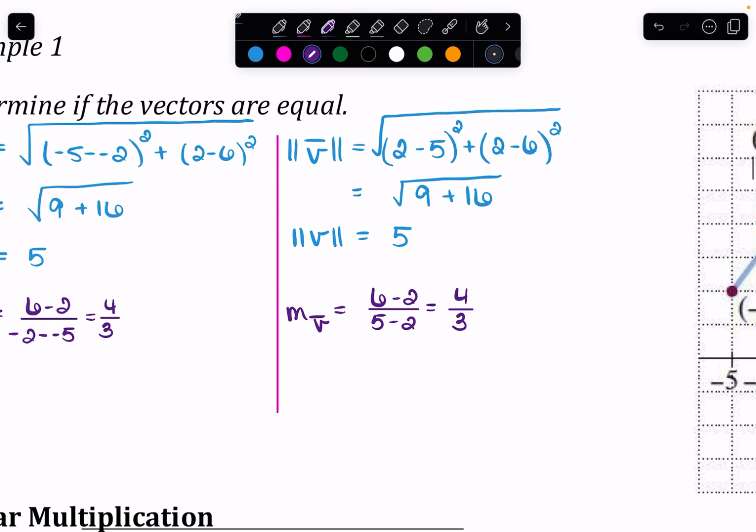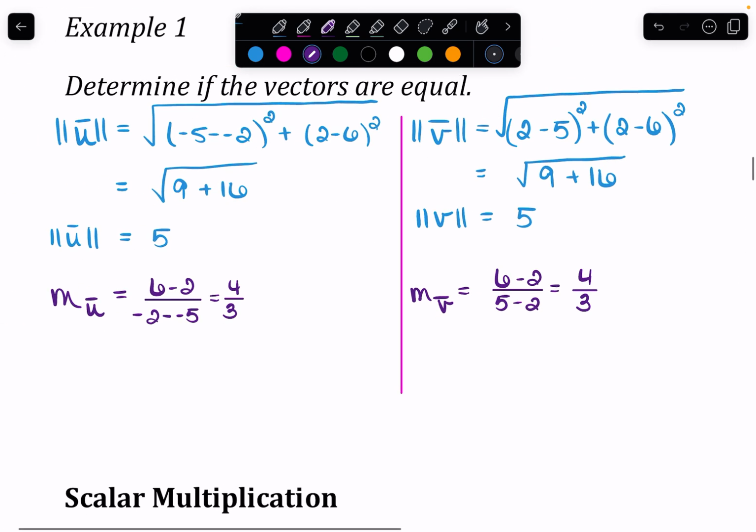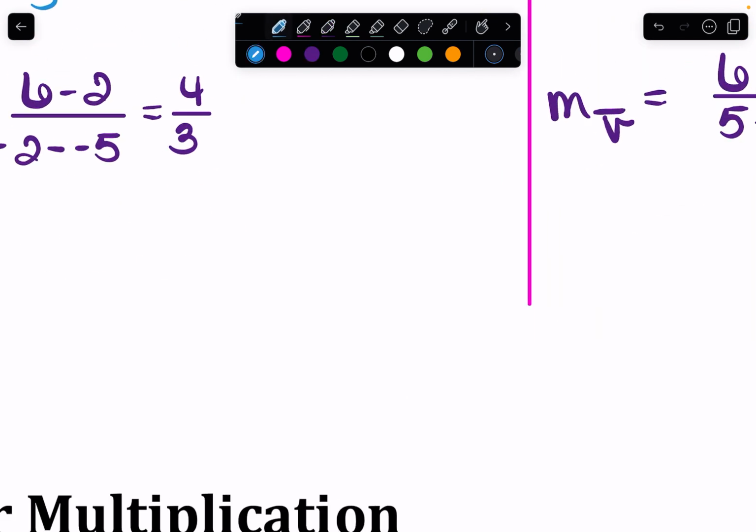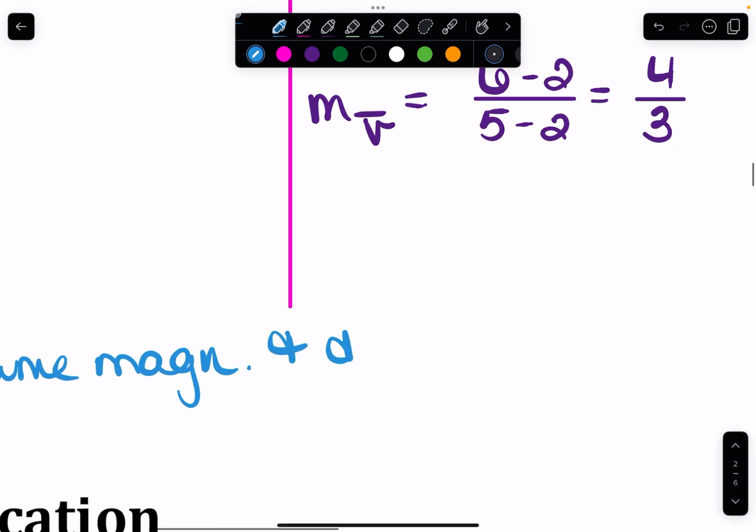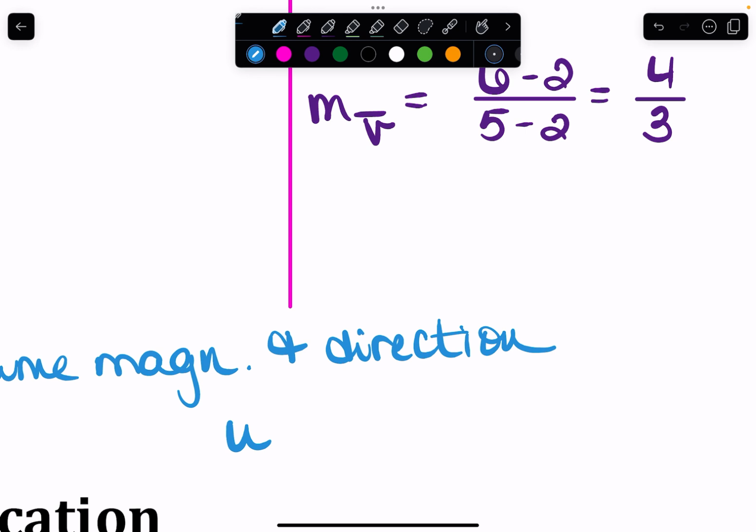So since they have the same slope and the same length, or the same magnitude and direction, the vectors are equal. So same magnitude and direction. Therefore, vector u equals vector v. Oops, why did I do 2 bars? 1 bar. That one's too high.